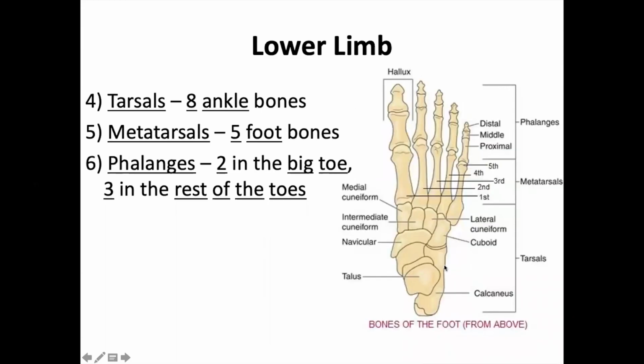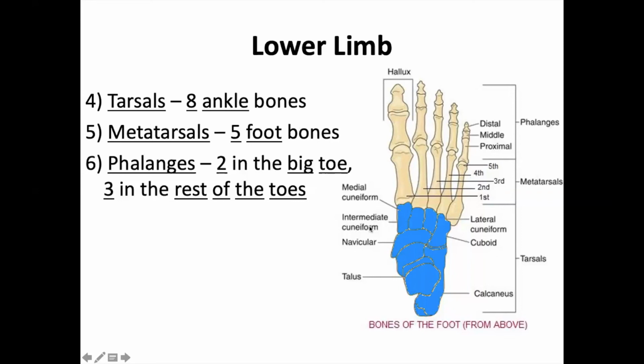And the last thing we're doing is the foot. So starting with the tarsals. These are your ankle bones. Just like with your wrists, they were called the carpals and you had 8 bones. Here you have the tarsals and you have 8 bones. And no, I'm not going to expect you to memorize those names. But don't get them confused.